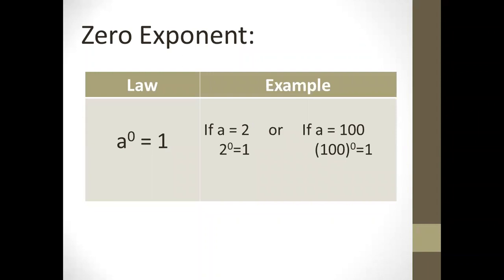This law states that a non-zero base raised to a zero exponent is equal to 1. It means there is a condition that this base should not be 0. It can be negative or positive. Here, if a equals 2, then 2 raised to the power 0 is 1. If the base is 100, then 100 raised to the power 0 is 1. Any number with power 0 is always 1.